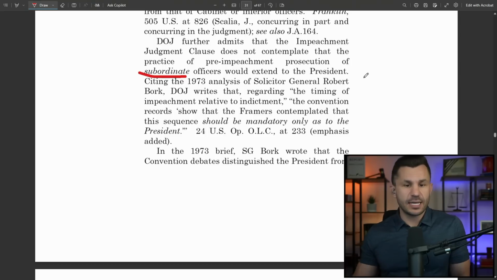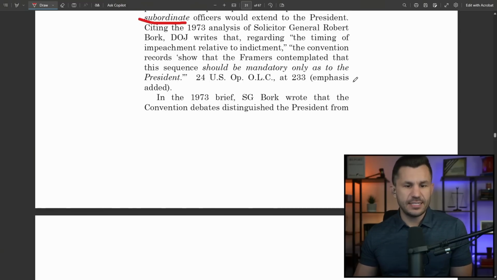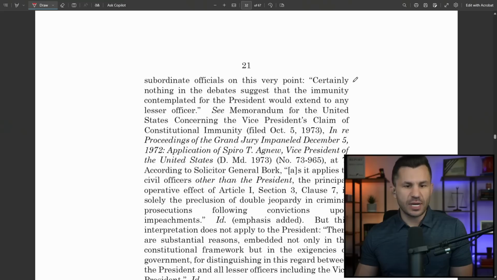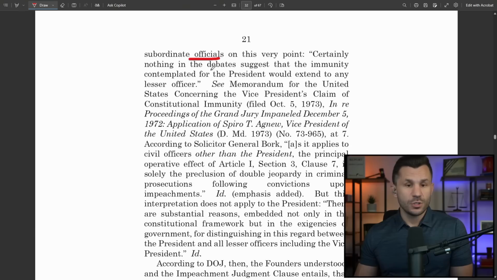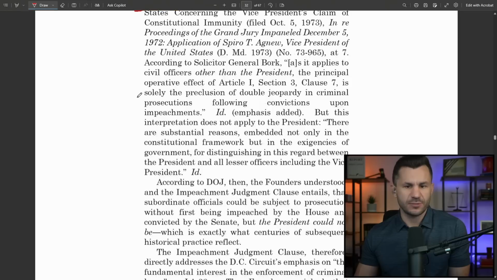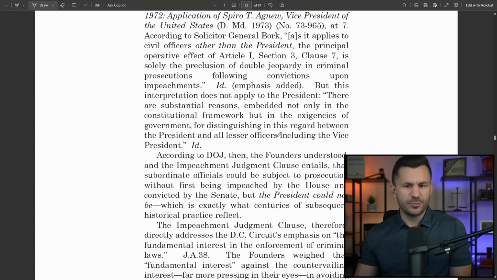They go back, they cite this analysis, 1973, Robert Bork. They also talk about this brief. In 1973, Bork wrote that the convention debates distinguished the president from subordinate officials. Certainly nothing in the debates would suggest that the immunity contemplated for the president would extend to any lesser officer. Clearly, it's a whole different ballgame. But this interpretation does not apply to the president.